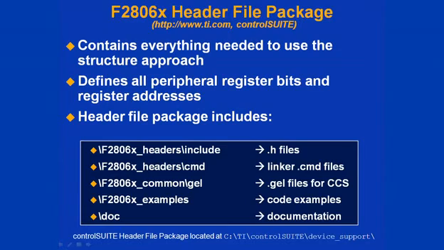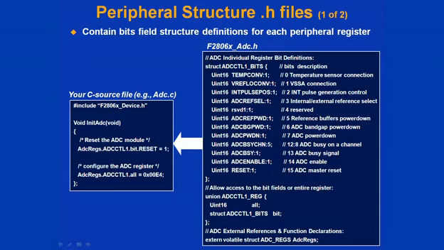The F2806X header file package contains everything needed to use the structure approach. It defines all the peripheral register bits and register addresses. The header file package includes the header files, linker command files, GEL files for CCS, code examples, and documentation. The header file package is available from Control Suite. Next, we will discuss the steps needed to use the header files with your project.